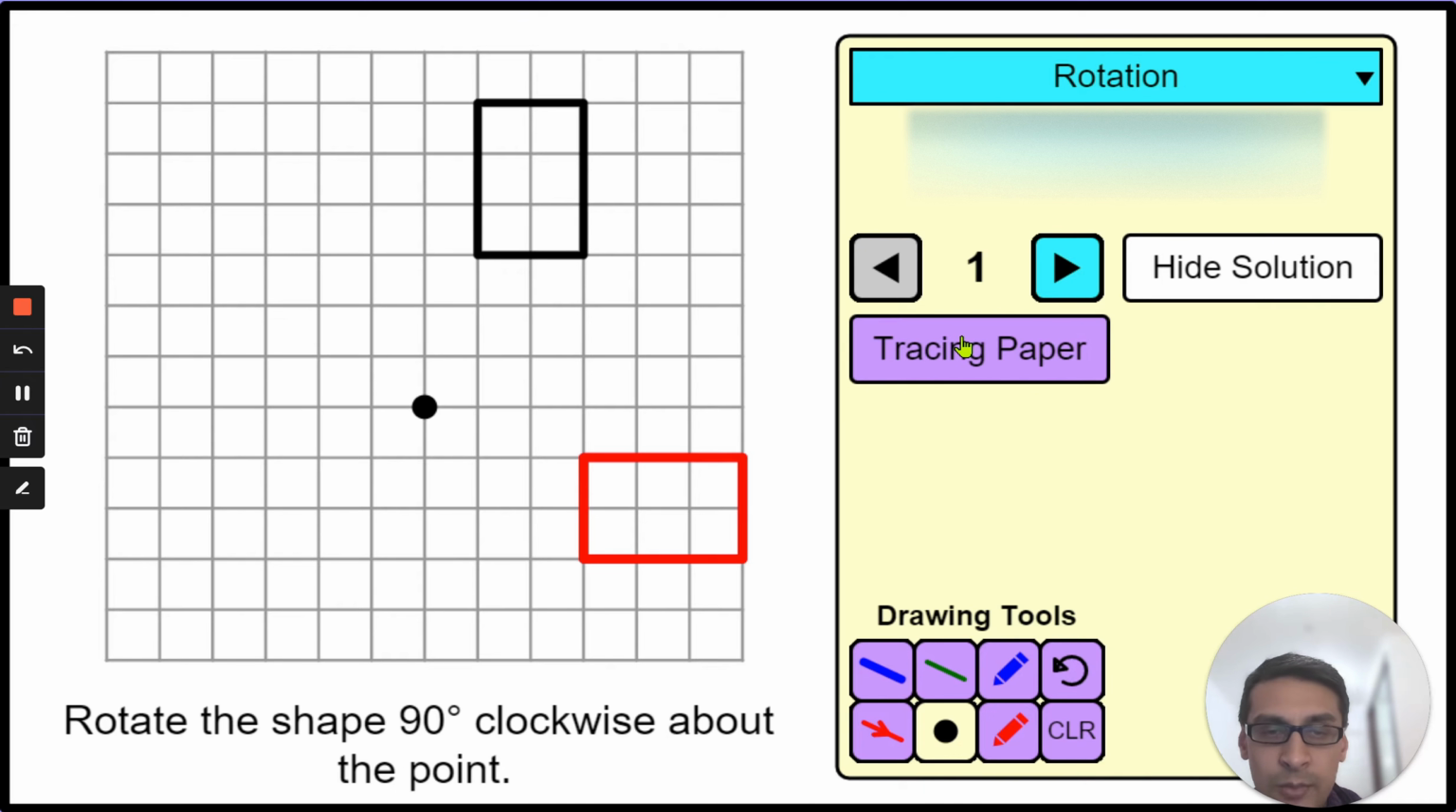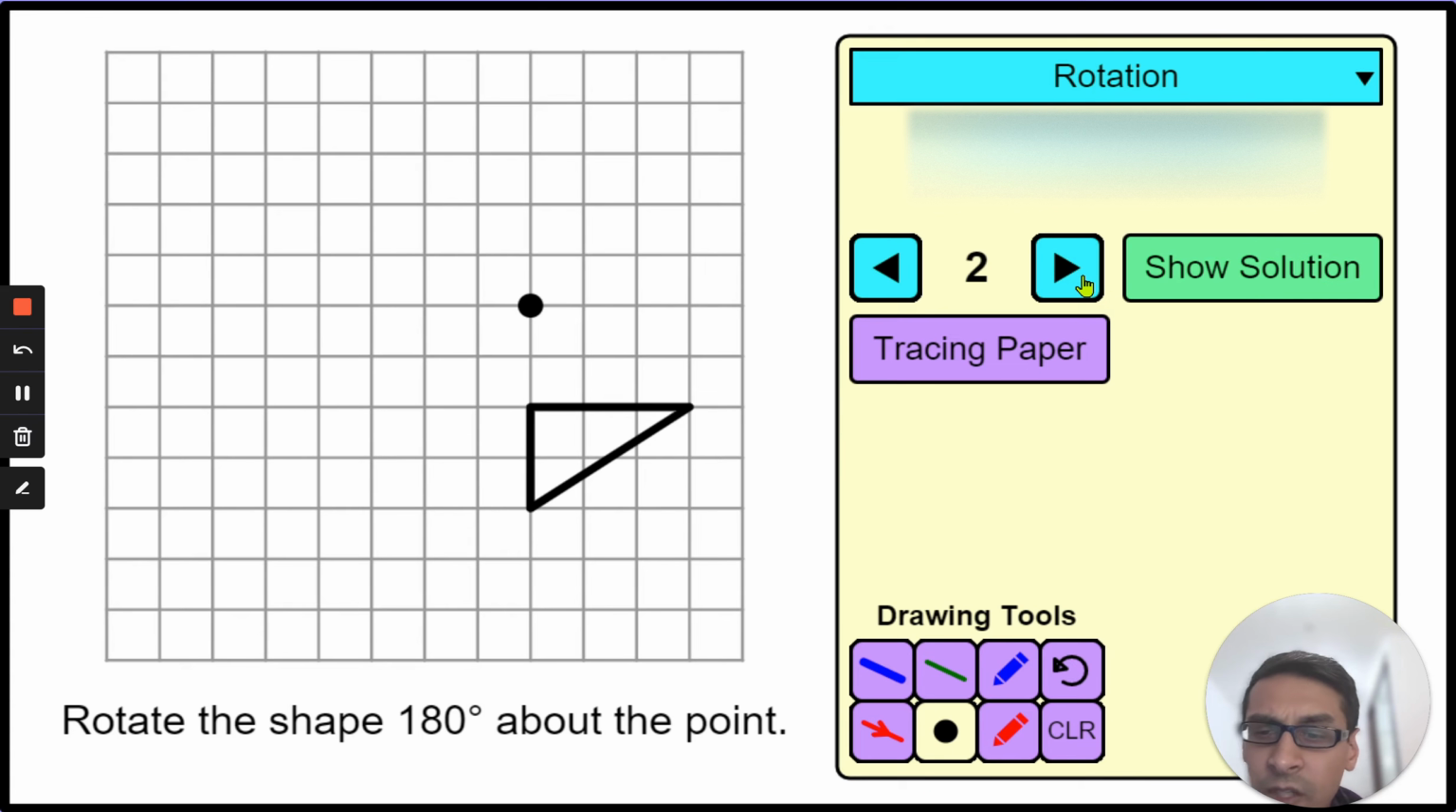Okay, so we'll try some more examples. So remember the three main things we want: center of rotation, the angle of rotation, and clockwise or anti-clockwise. So here's your next question. Rotate the shape 180 degrees about the point. Now if you're practicing this at home, just sketch this out on square paper and have a go with tracing paper, or any type of paper that's almost transparent is useful as well.